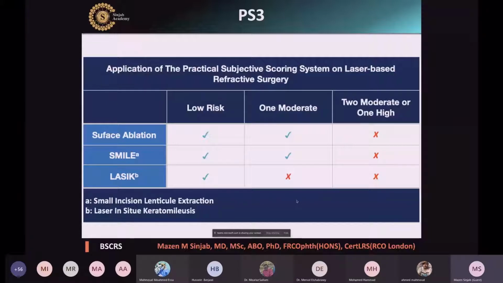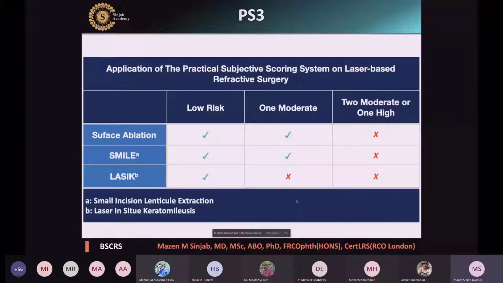If there is no risk, or let's say low risk, so there is no moderate risk, no high risk, I can go for surface ablation, SMILE, or LASIK. If there is one moderate risk, then I will exclude LASIK. If there are 2 moderate risks or 1 high risk, I do nothing. I may think of lens-based refractive surgery, okay?